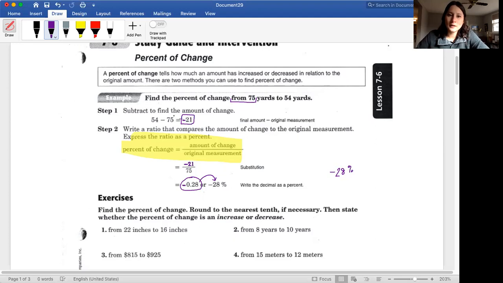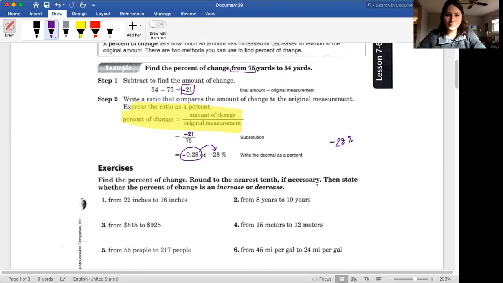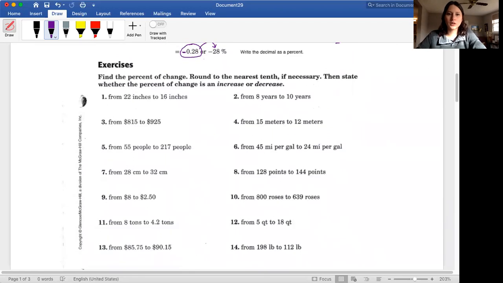If you had subtracted and you didn't get a negative here, you subtracted the other way around, you would have to still write your answer as a negative to show that's going down. So we can even look through our problems and see, okay, 22 to 16, it's going to be a negative, right? 815 to 925, that's going to be a positive. So even just by looking at the problem itself, you can tell if it's going to be a positive or negative answer. And then we're just going to subtract.